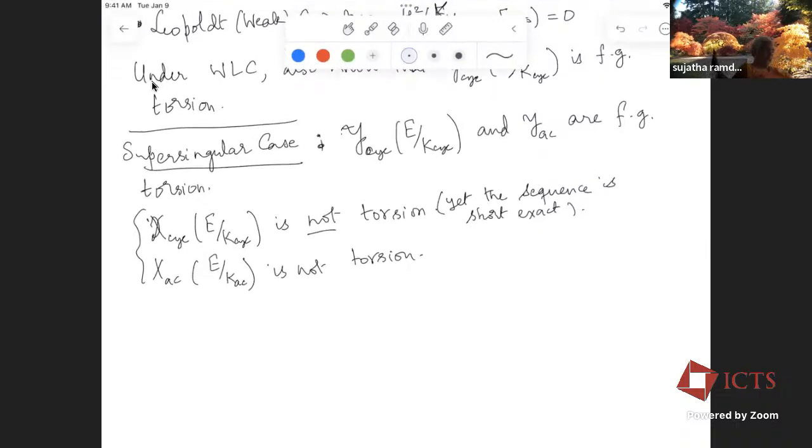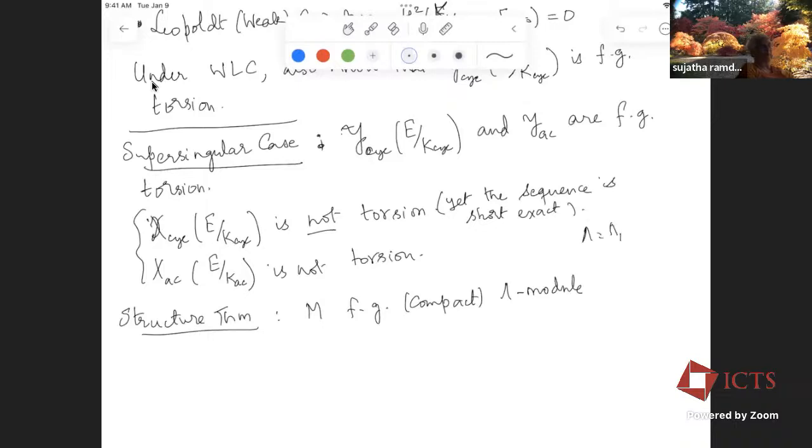And now we are going to invoke the structure theorem for finitely generated modules. So let M be a finitely generated compact Lambda module. Lambda, I'll just say Lambda module. So Lambda is Lambda over Gamma, which is Z_P. In fact, you can identify it with the power series in one variable. So this is a finitely generated compact Lambda module.